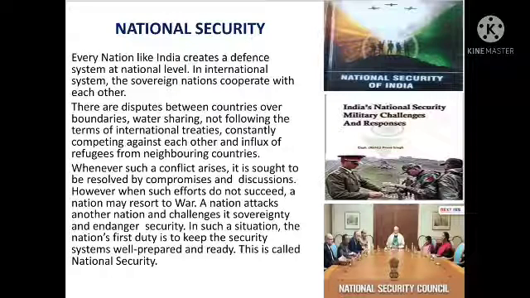But when such efforts are not enough to resolve the conflict, a nation may even think of war. A nation attacks another nation and challenges its sovereignty and endangers security of the nation. Such challenges are created due to the military power of aggressive nations. In such a situation, a nation's first duty and responsibility is to keep the security system always well prepared and ready. This is called as national security.